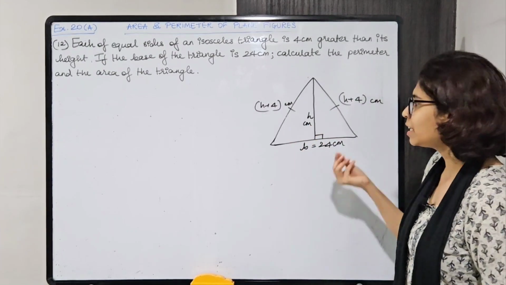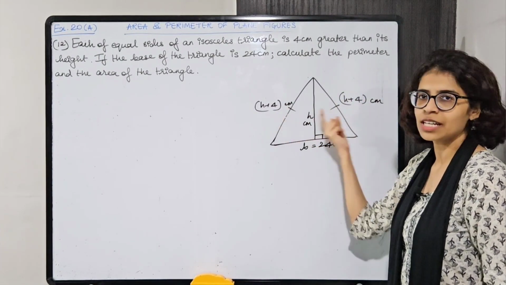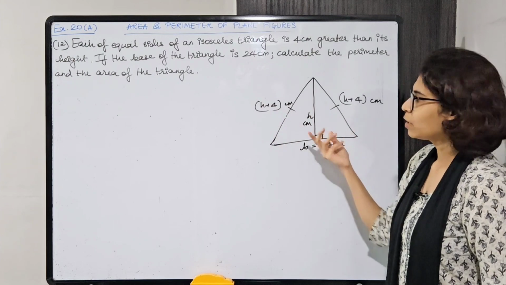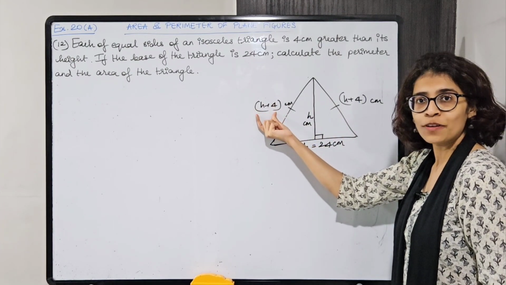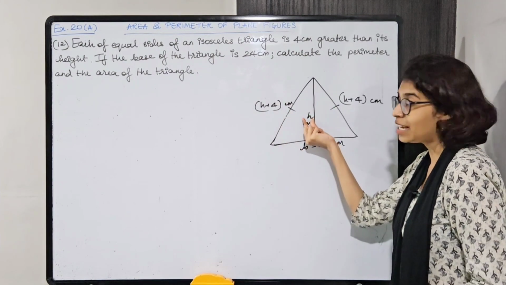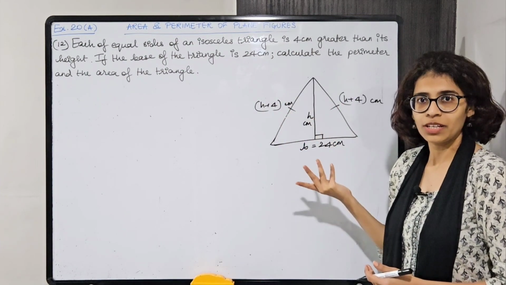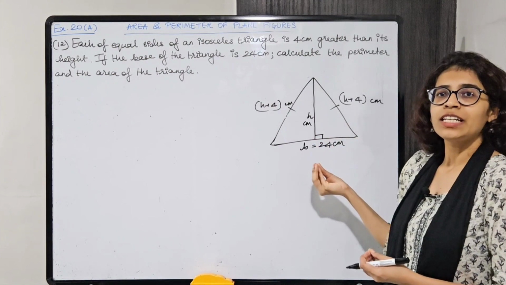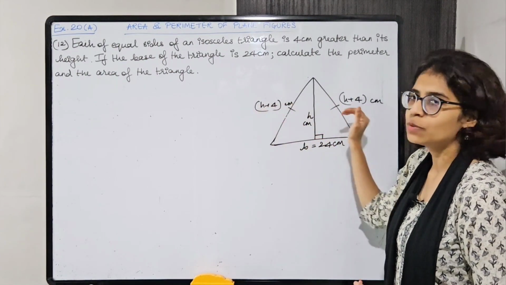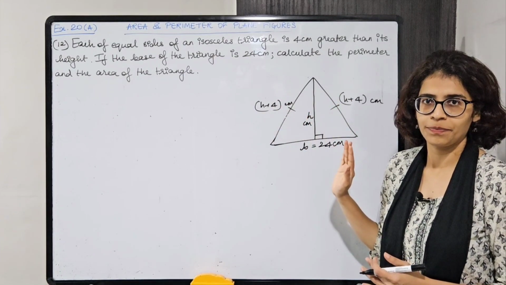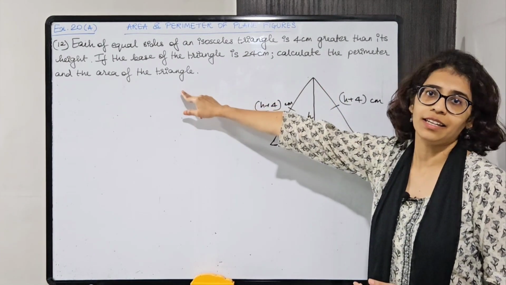For perimeter, I need all the 3 sides. I know the base. I need to find out the congruent sides, the equal sides. Okay? So to find h plus 4, I need to know what h is. I will have to find the height first. Okay? So the first thing that we need is the height. Once we get the height, the equal sides will be easily found. So for perimeter I need all the 3 sides, and also for area.